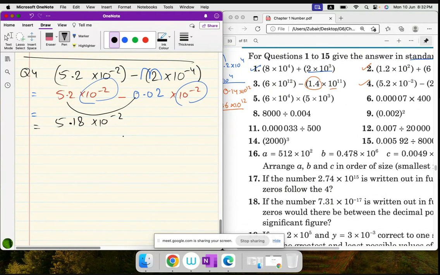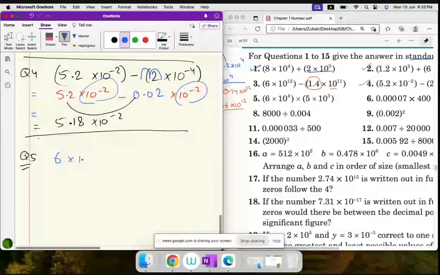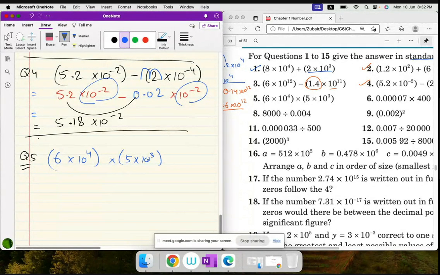Multiplication. Question number 5. Multiplication is always easy. 6 into 10 raised to the power 4 multiply by 5 into 10 raised to the power 3. Remember this, your basic paper 1 is mostly 60% based on general mathematics. These short questions.